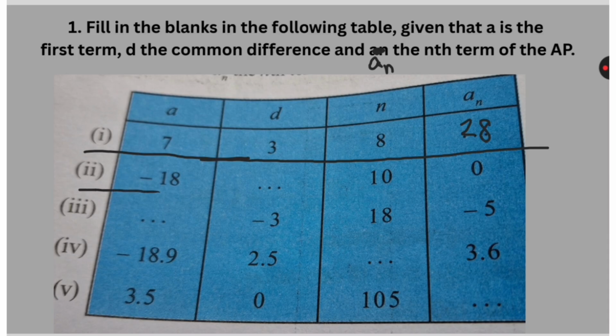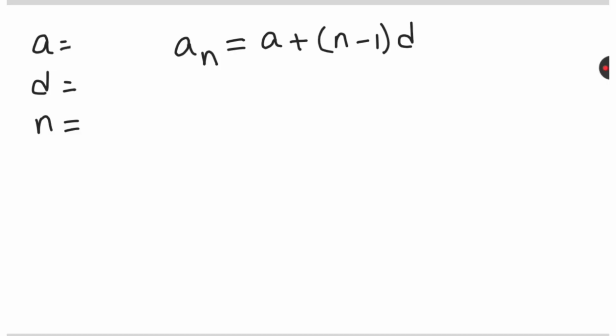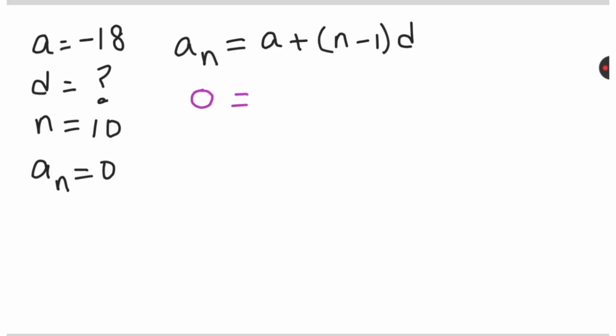Here, the first term, which is A, is minus 18. We need to find the common difference, and they have given the n value as 10, and AN, the nth term, is 0. We don't know the common difference. Let's substitute in this formula. AN, that is 0, equals the first term, minus 18, plus n, which is 10, minus 1, which is 9, times D, which we need to find out.